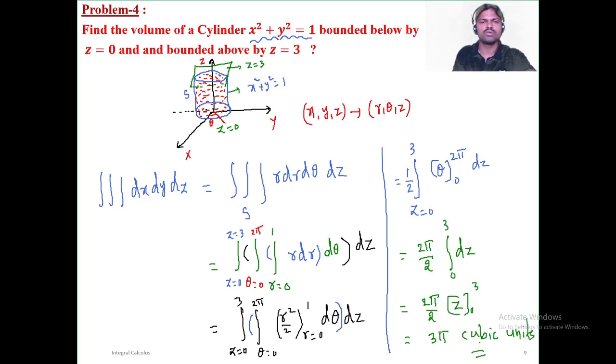Okay, so this is about the volume of this required solid. The same thing we have done by using double integration also. Once you try to understand the difference between finding the value by using double integration and triple integration, that thing is very, very important. Okay. Next one, problem number 5.